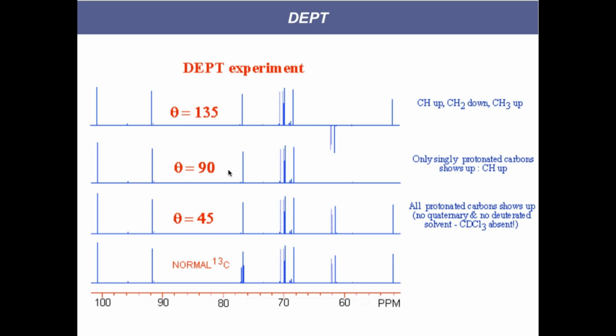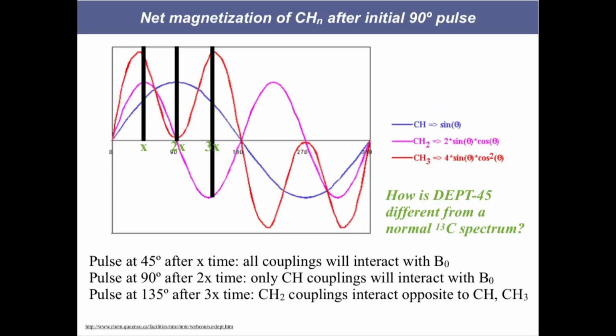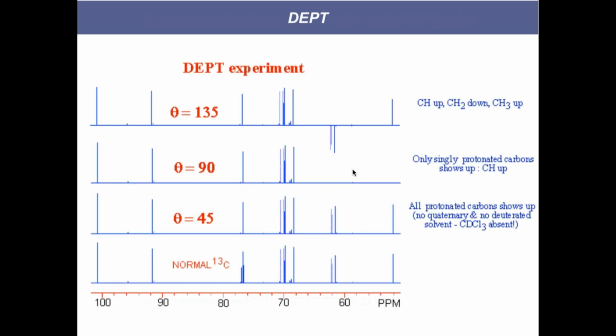Okay, now here's DEPT 90, and let's look again at what DEPT 90 referred to. At 90 and 2x, we do not see our CH2s, nor do we see our CH3s. There's no net magnetization of those interactions. Only our CHs are magnetized at 90 degrees and 2x. So anything that's missing was a CH2 or a CH3. Only CHs will show up. So these peaks here, whatever these are, or those right there, those are CH2s and CH3s. The rest of these are CHs.